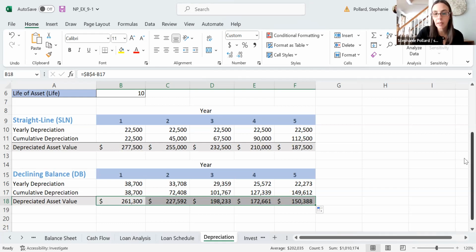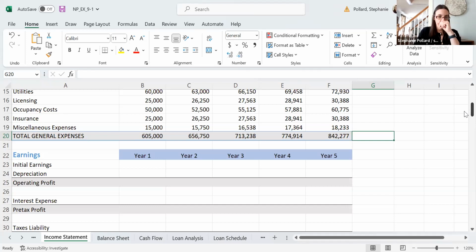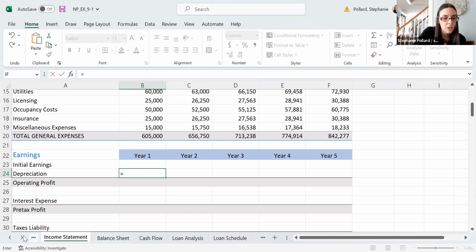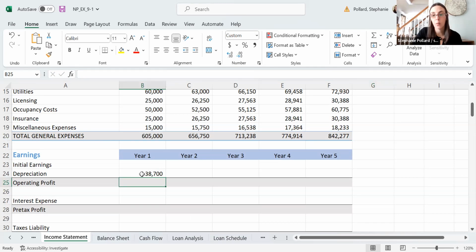All right, we can also add this to our income statement. So let's go ahead and go to the income statement. And I'm looking for cell B24. So in cell B24, I'm going to go ahead and link with my other worksheet. I'm going to hit an equal sign. I'm going to go back to my depreciation worksheet and type in or click cell B16. And that will bring that value back into depreciation for year 1 here.